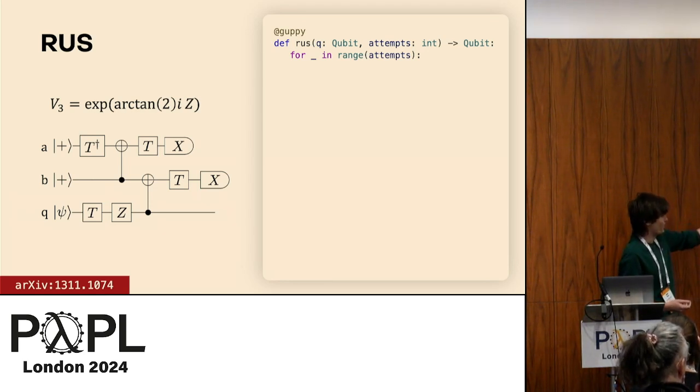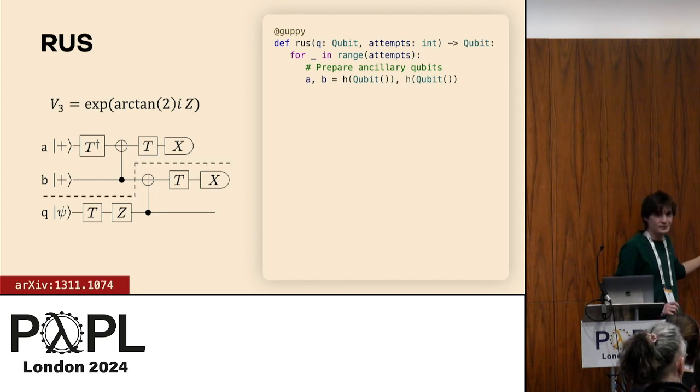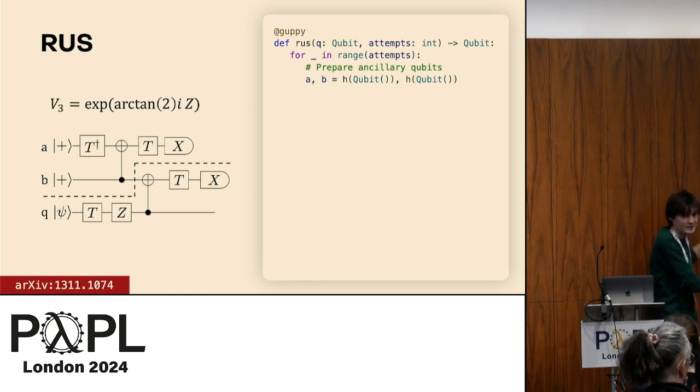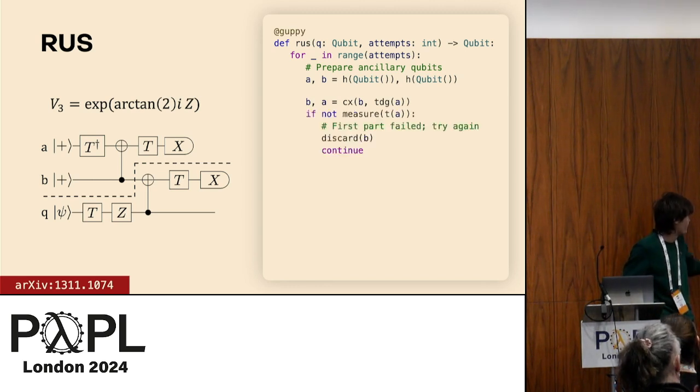And then we just run a for loop, just like you would do in Python. Then we allocate 2 ancillas in the plus state. And the way this example works is you can actually split this circuit in 2 parts and first only run the top part. So we can do this, and then just measure out qubit A.